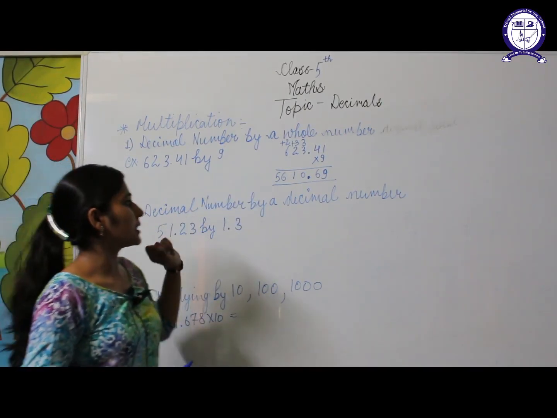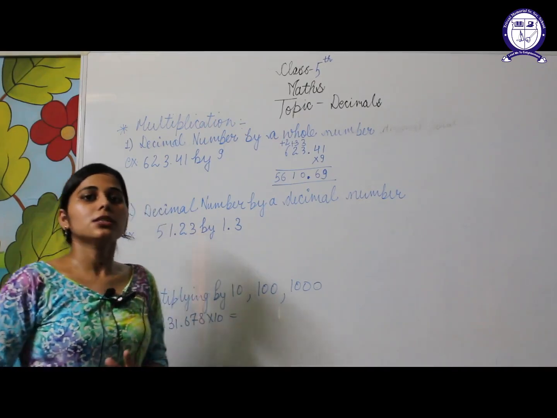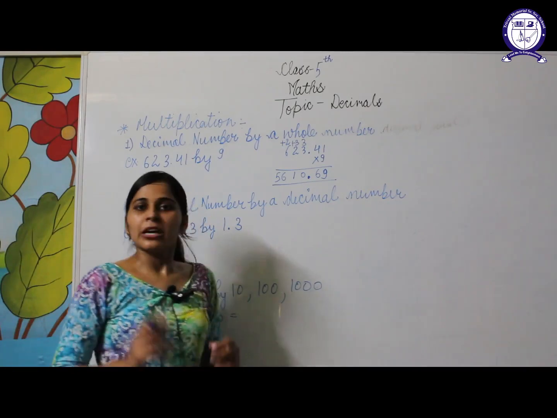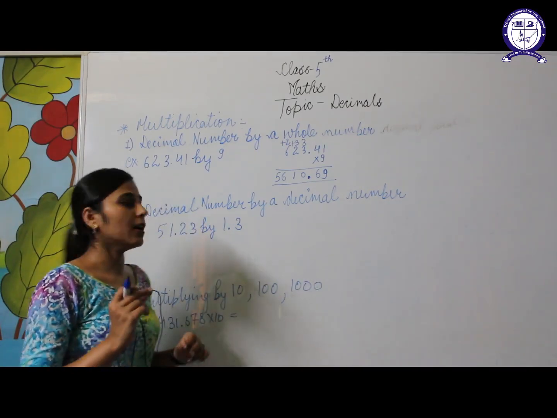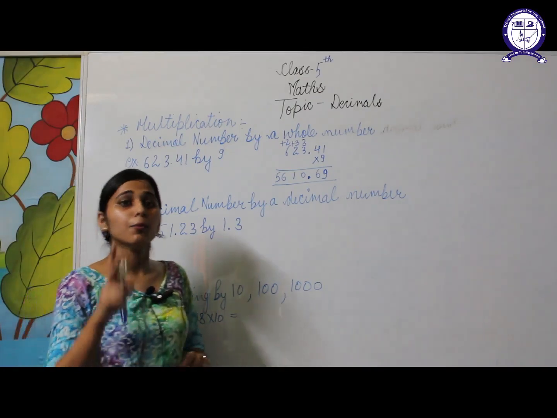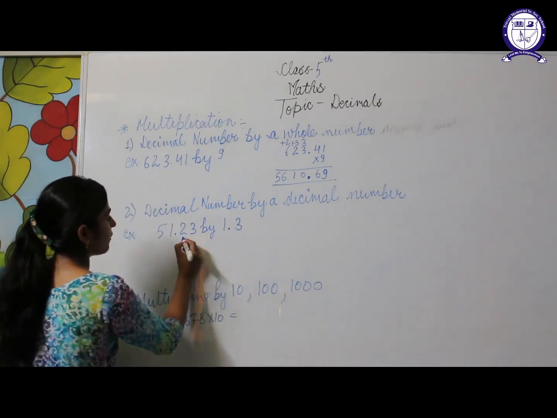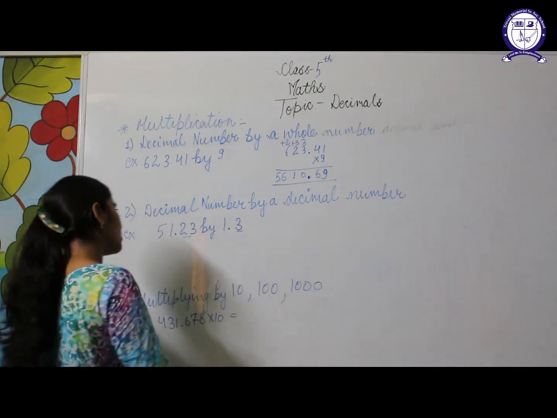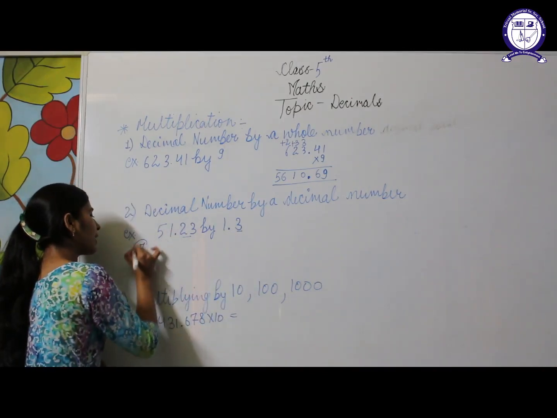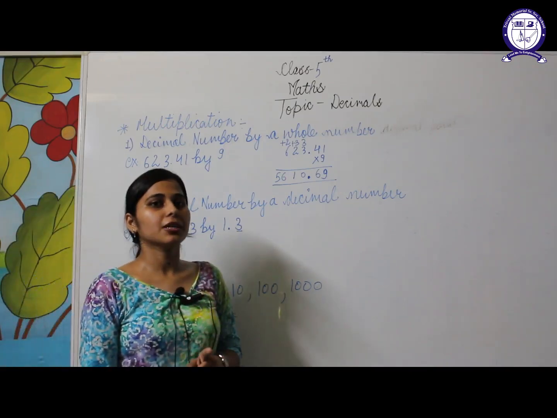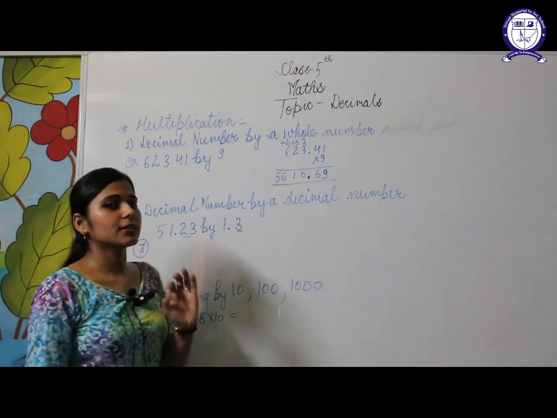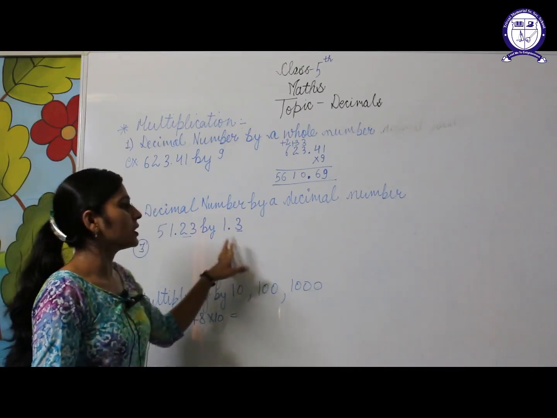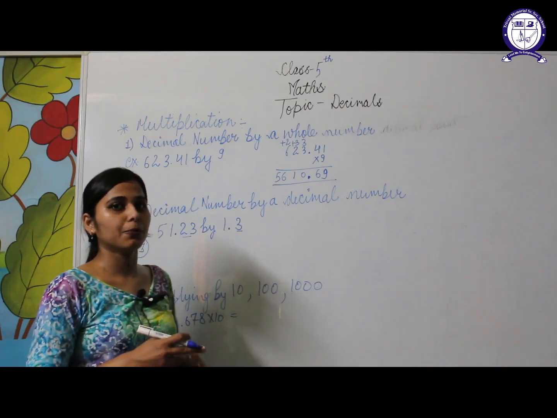Now we will multiply a decimal number by a decimal number. Students, the first step before multiplying is to take care of how many decimal places there are in both the numbers. Here we have 2 and here we have 1. So 2 plus 1 gives us 3. So take care that after multiplication you have to put the point 3 digits from the left. So you can simply multiply both numbers, and afterwards you can put the point.